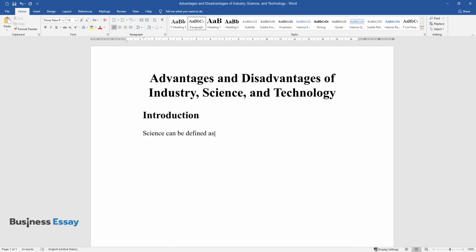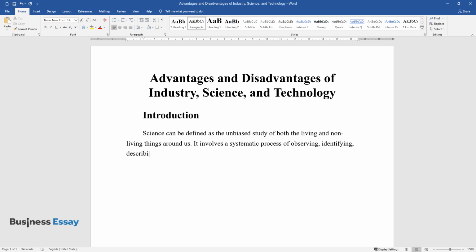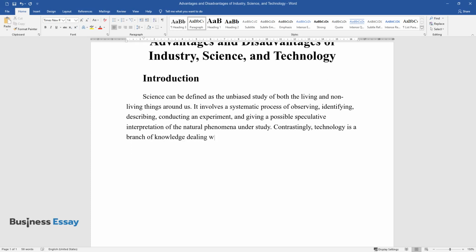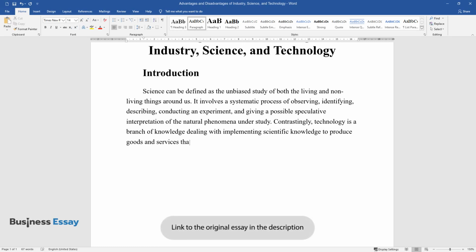Science can be defined as the unbiased study of both the living and non-living things around us. It involves a systematic process of observing, identifying, describing, conducting an experiment, and giving a possible speculative interpretation of the natural phenomena under study. Contrastingly, technology is a branch of knowledge dealing with implementing scientific knowledge to produce goods and services that enhance the general way of life.